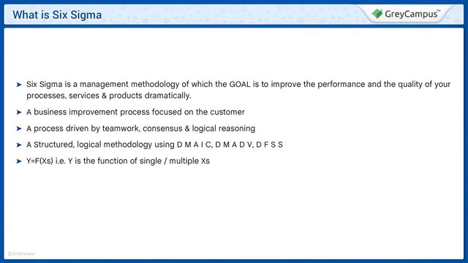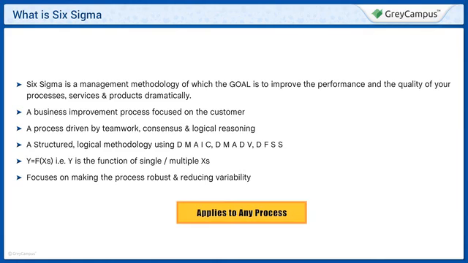X's have to be connected or related to Y's. Take a look at a few examples. If X is the cycle time, then Y might be on-time delivery. If X is the quality of work done, then Y might be the level of customer satisfaction. Take a look at the text in the rectangular box which says applies to any process. Six Sigma applies to any process irrespective of the industry, company, and/or domain you are associated with.